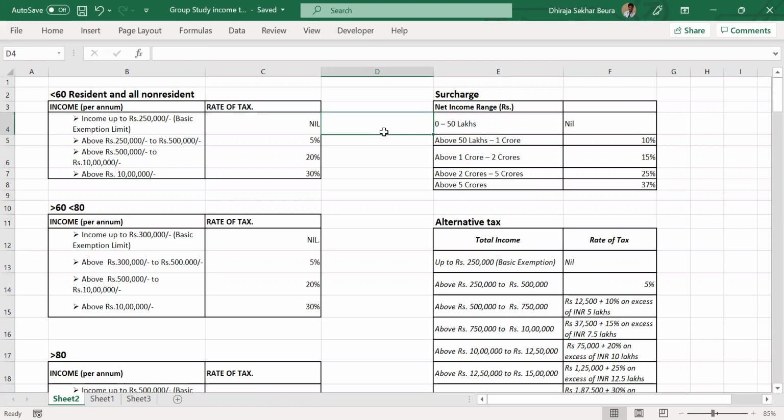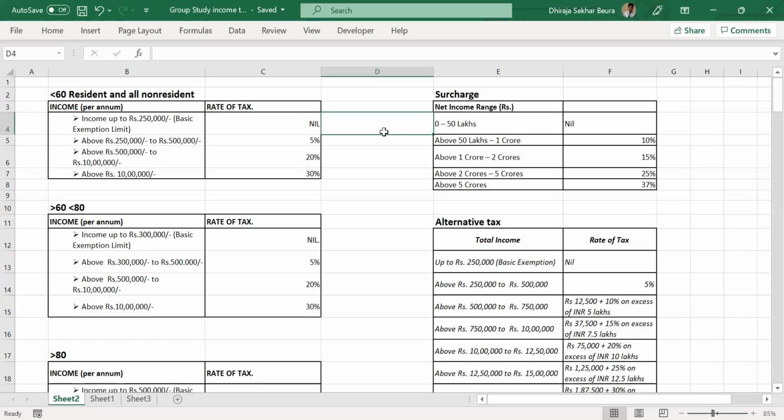Now, this particular slab rate that we discussed is actually for people who are less than 60 years of age and who are residents also. Resident of India and less than 60 years of age. And this one is also applicable for non-residents of any age. I told two things. This slab rate is applicable for all the residents of India less than 60 age and all age groups of non-residents.